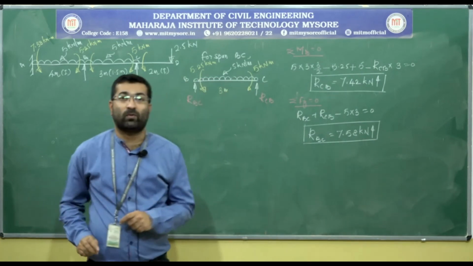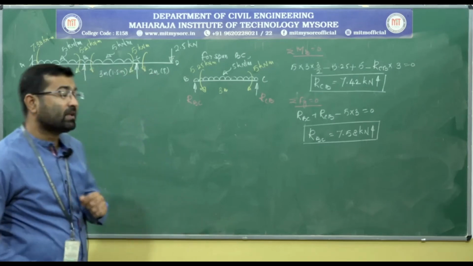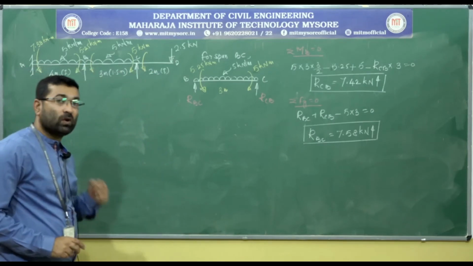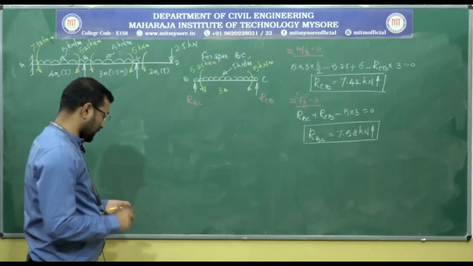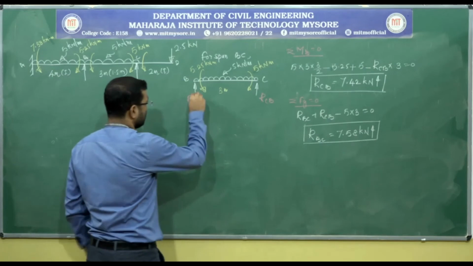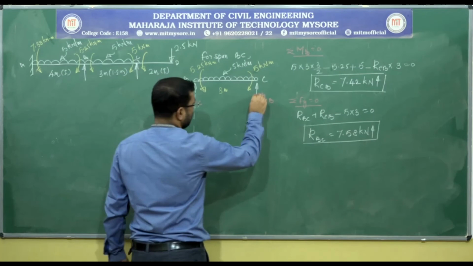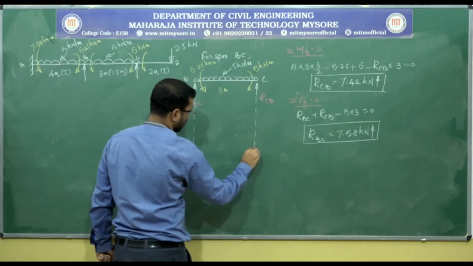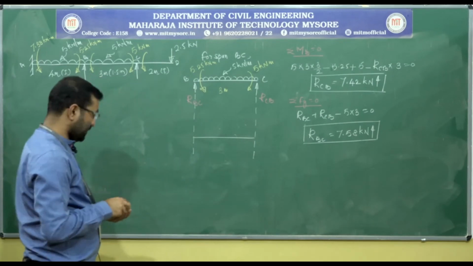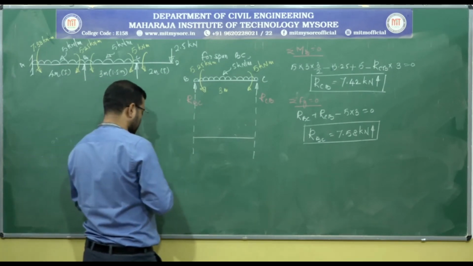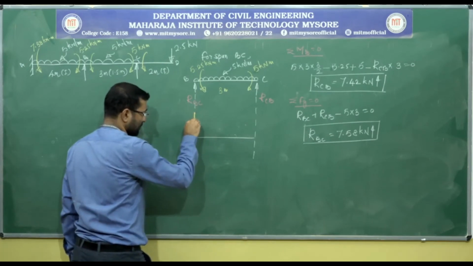So we have got the support reactions. Next we need to determine the maximum bending moment. To determine the maximum bending moment, we need to locate where the maximum bending moment is occurring first. For that purpose, I have to make use of the shear force diagram. So let me draw the shear force diagram. This diagram helps us to locate the position of the maximum bending moment. That can be done by identifying the position of the zero shear force.